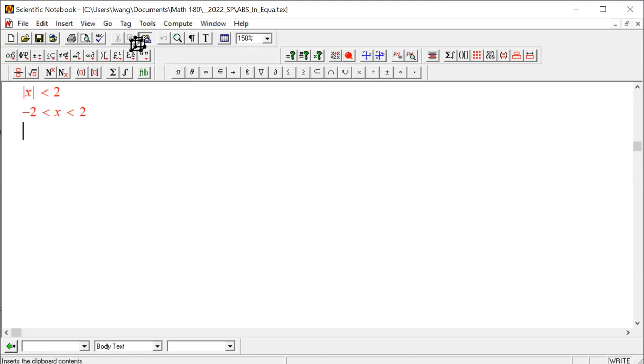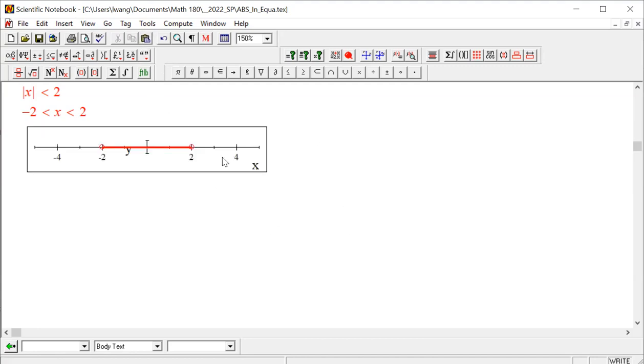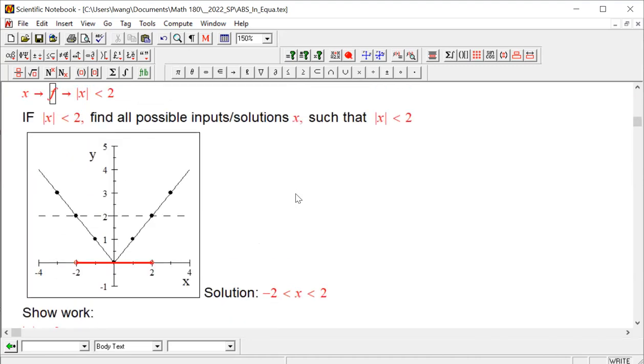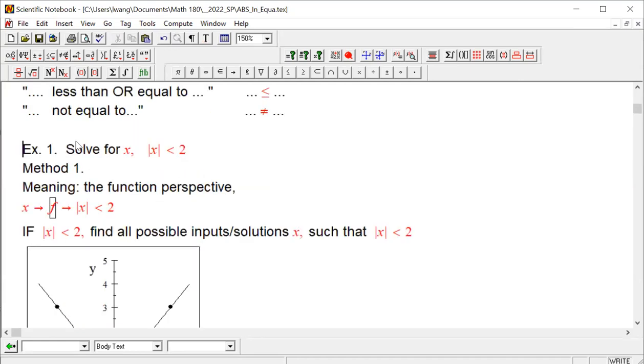So let's just show the picture. It just makes things nicer and more illustrative. So this is solving inequalities, example number one.